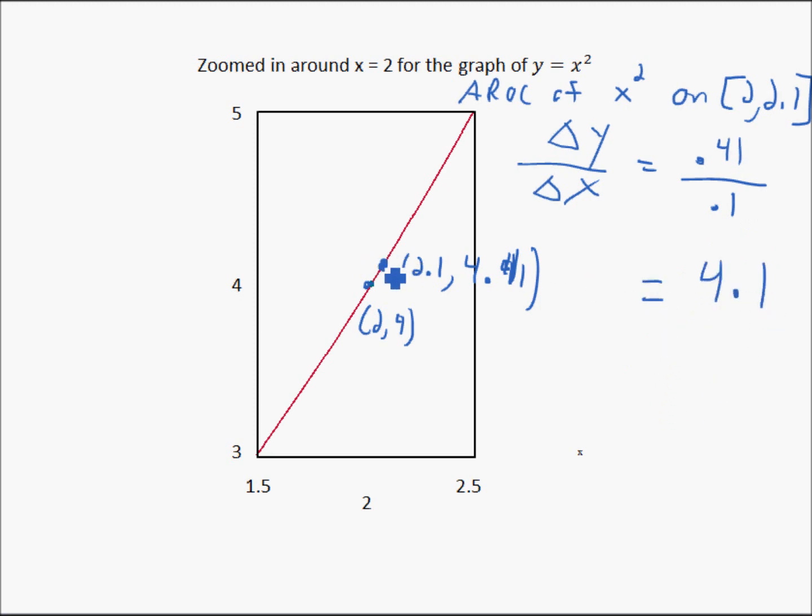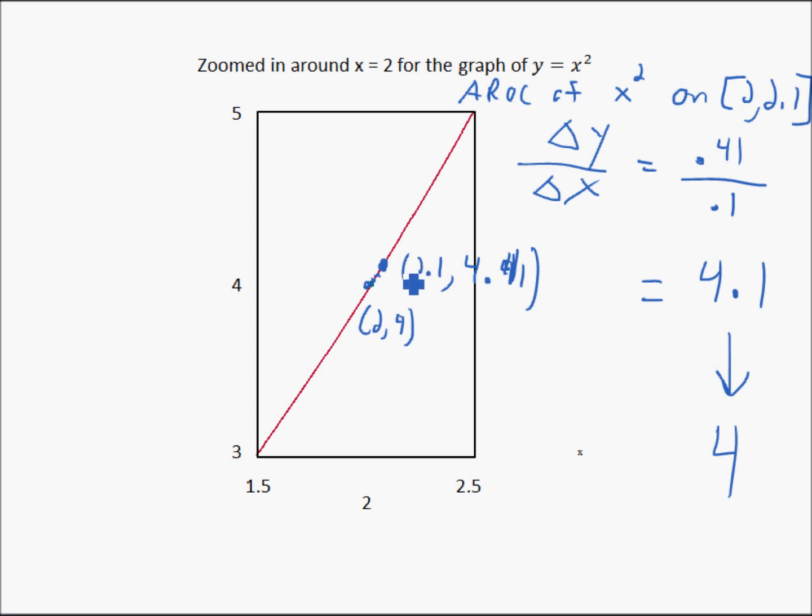And if we started choosing points closer and closer and closer to 2, just zoomed in further and further and further, we would find out that this average rate of change gets closer and closer and closer to 4. So that's what we call the slope of the function at 2. We call it 4.